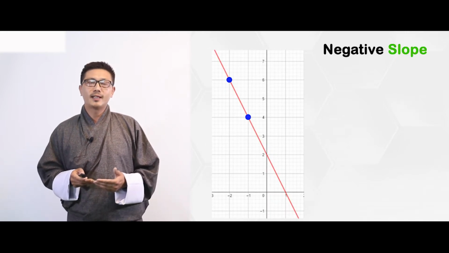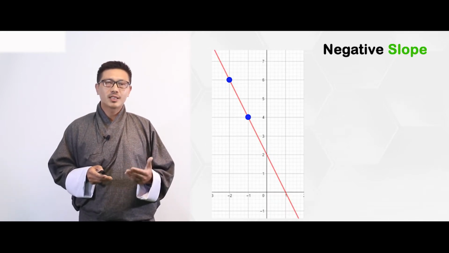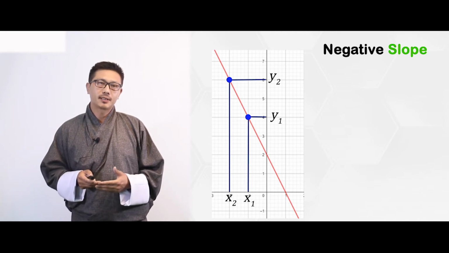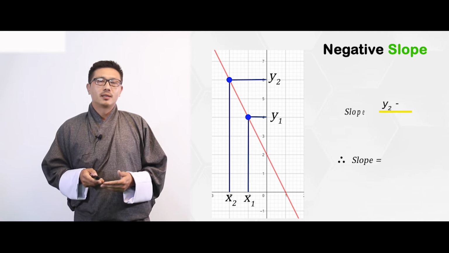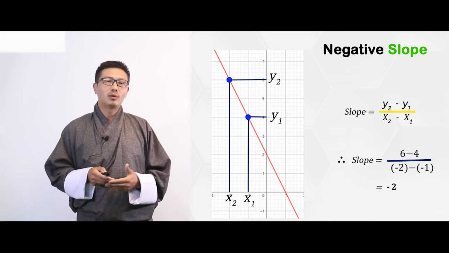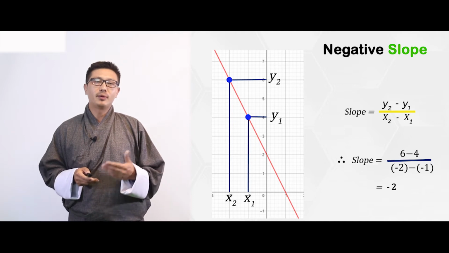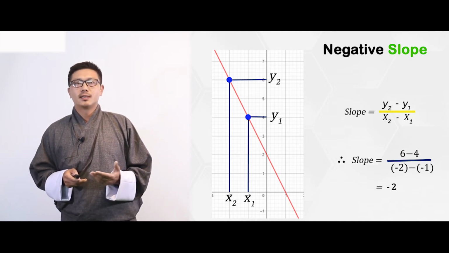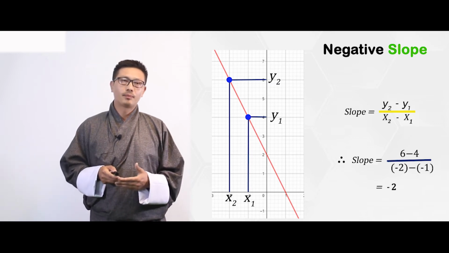In the second example, let's take a look at this line where when the x coordinate increases, the y coordinate decreases. Again, taking the 2 points, identifying its coordinates and applying the slope formula, here interestingly we get a slope as a negative value. So this is an example of a negative slope.